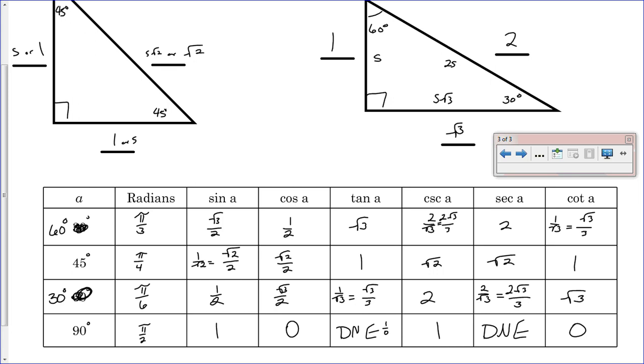All right. So make sure you understand Sohcahtoa, and you can fill this table out pretty much on command. All right, because it will show up on your test.